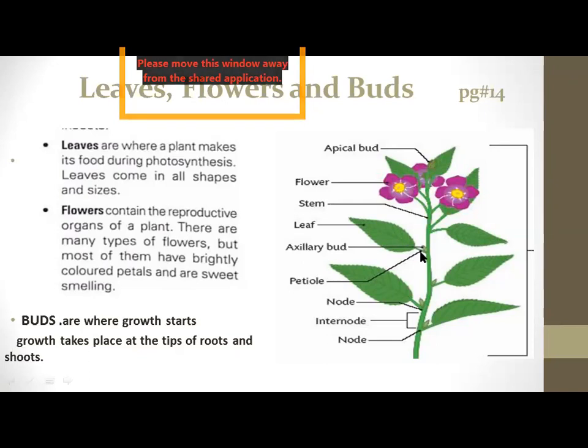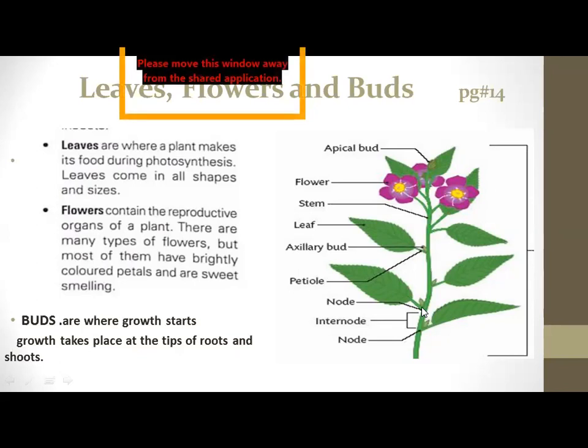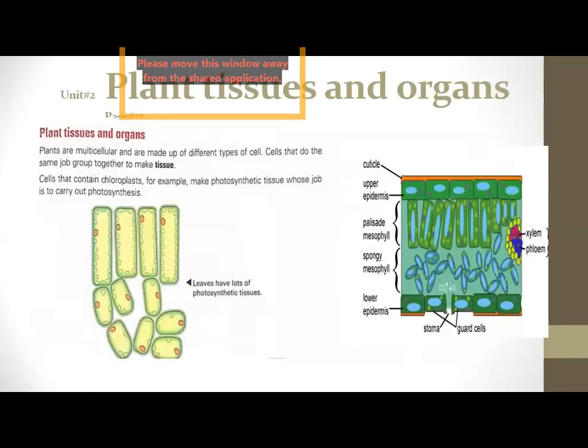This thread-like structure is called the petiole, which connects the leaf to the stem. The function of the petiole is to connect the leaf to the stem. This is called a node, from where the leaf or the petiole starts. The distance between two nodes is called the internode. So this is all about the different parts of the plant.